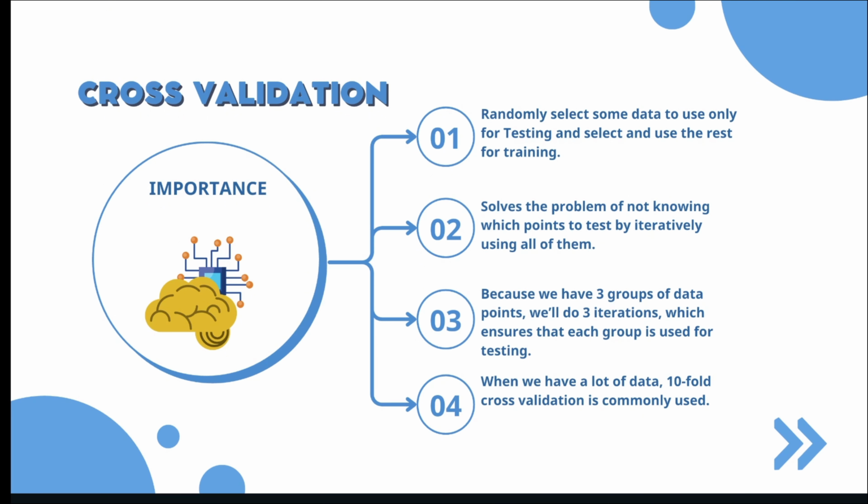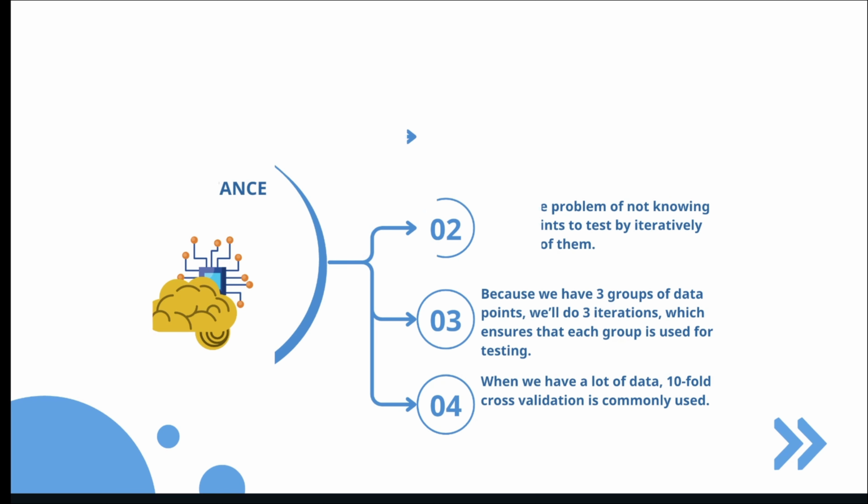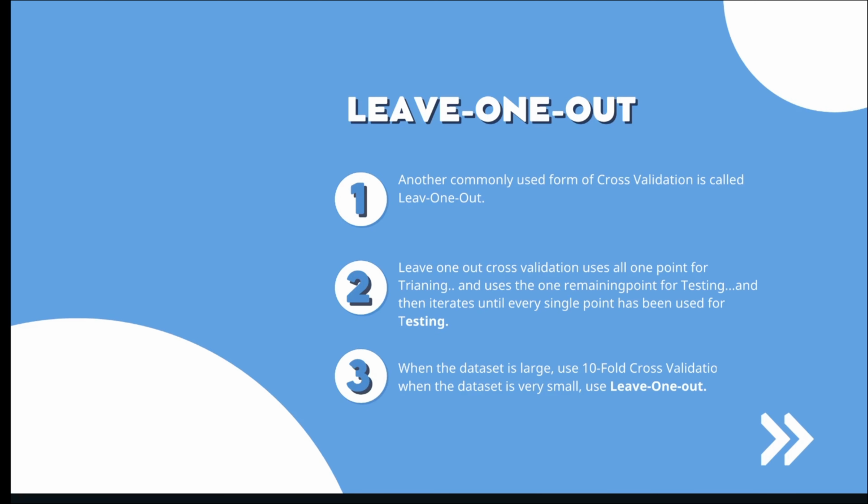When we have a lot of data, we use 10-fold cross validation, which is the most commonly used cross validation for large data sets. To perform 10-fold cross validation, we first randomize the order of data and then divide the randomized data into 10 equal sized blocks. Then we train using the first 9 blocks and test on the 10th block.